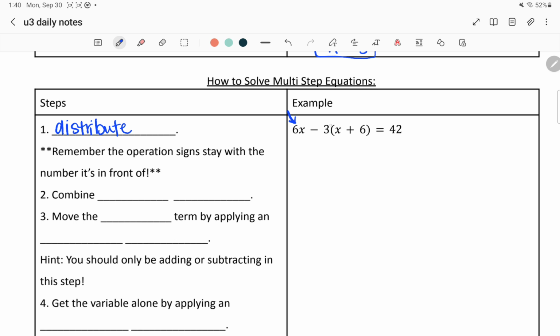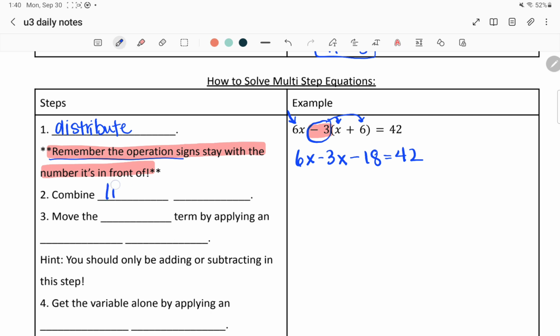Okay, if I have parentheses and I have something directly next to the parentheses, I need to distribute. Okay, so I've got 6x, negative 3 times x is going to be minus 3x. Negative 3 times positive 6 is going to be negative 18 equals 42. Note this part, let's highlight it. Remember, the operation stays with the number it's in front of, so that's why I was multiplying negative 3 instead of just 3. Okay.